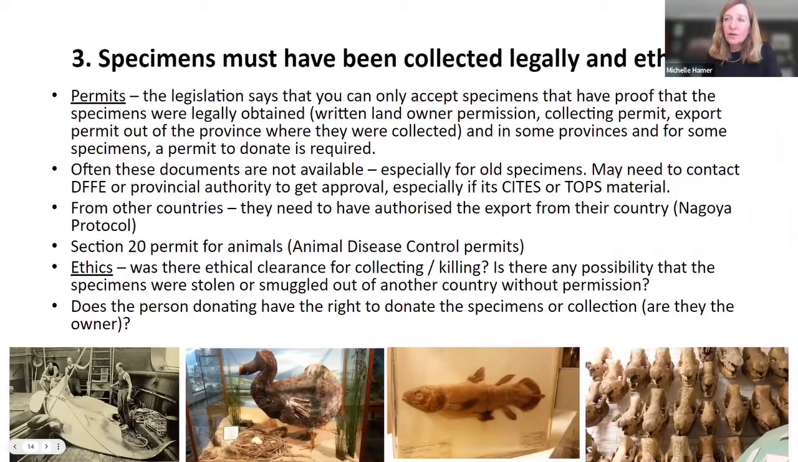And then also for over collecting: can you see that somebody's gone out and collected the last dodo or a whole lot of coelacanths? That's not ethical because these things are extinct or near extinct. Is there any possibility that the specimens were stolen from somebody or smuggled out of another country without permission? Because that would be unethical as well as illegal. And then also, does the person donating have the right to donate those specimens or that collection? Are they actually the owner, or do they have written consent from the owner? So all of those things have to be thought about too.